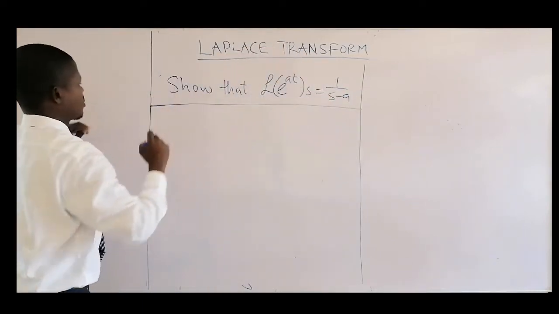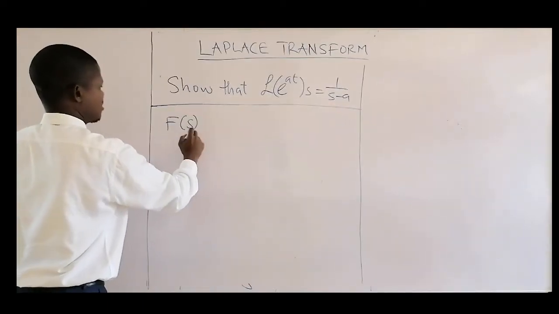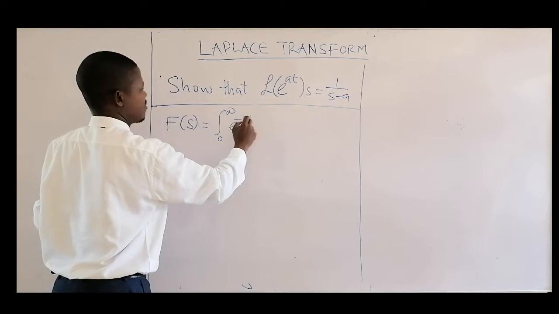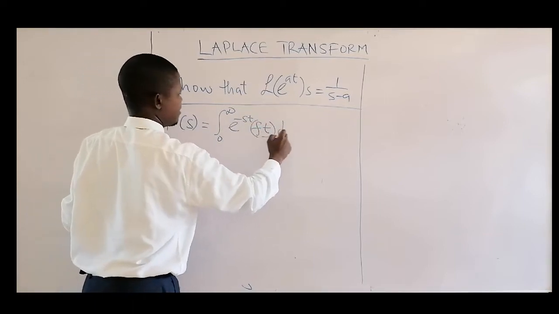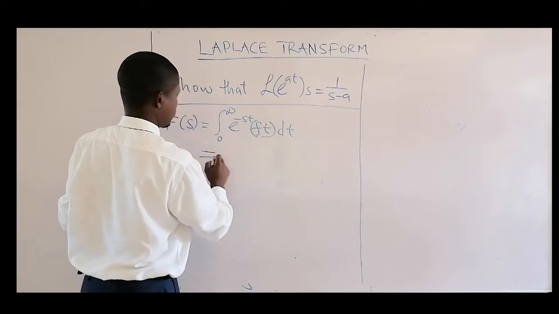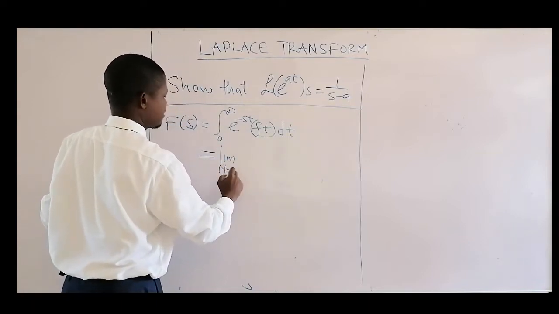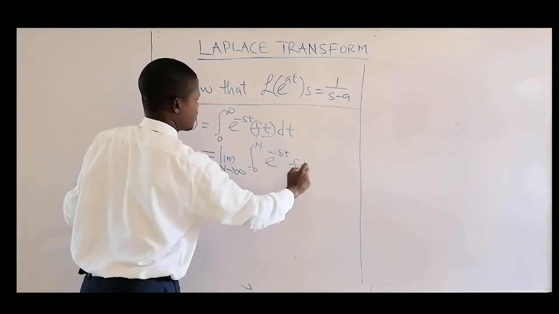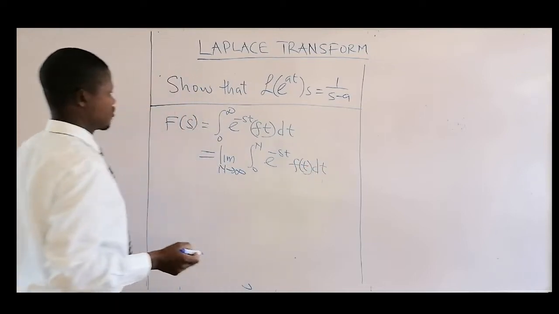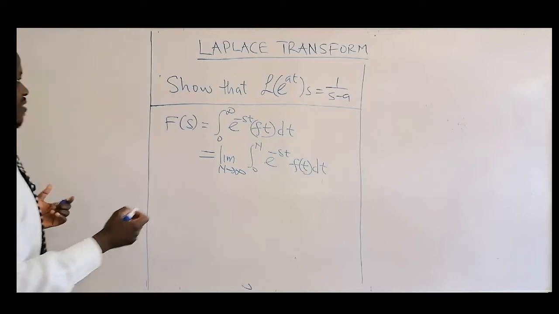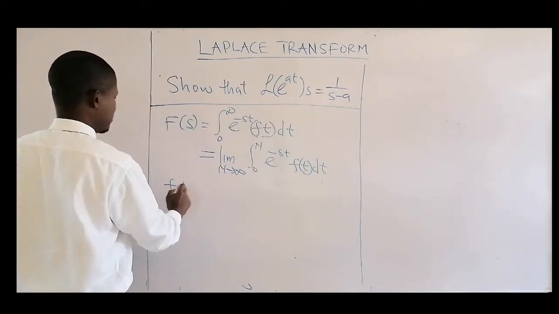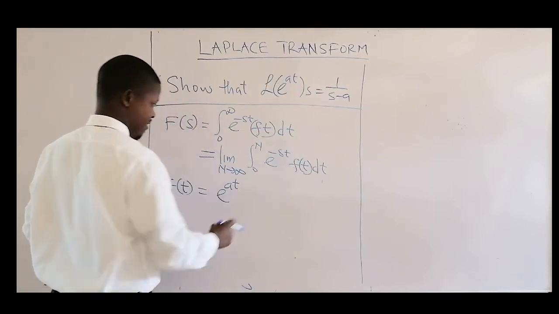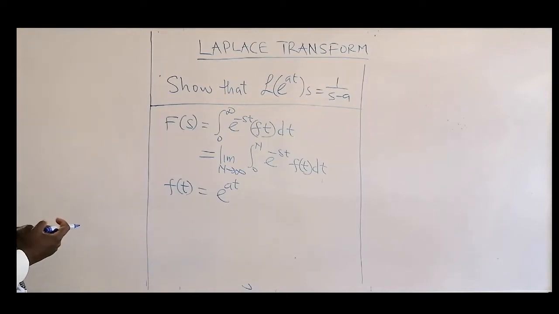If we want to show that, we need to note that the definition of the Laplace transform is the integral from 0 to infinity of e to the power minus xt times f of t dt, which is equal to the limit as n tends to infinity of the integral from 0 to n of the same integrand. So what we have to do is plug in f of t. In the given problem, f of t is e to power at. We just plug in there, and then we get the Laplace.